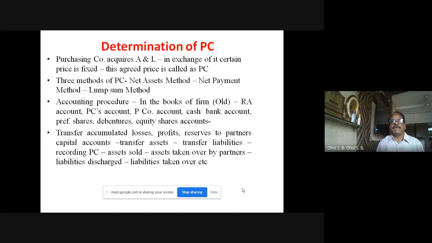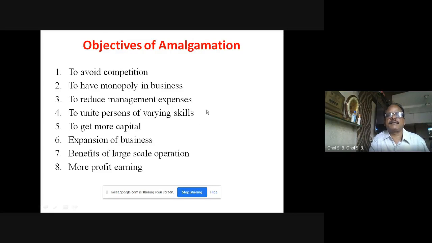So very similar accounting treatments and procedures are there; only the name is changed. Instead of amalgamation of partnership firm, here the name becomes conversion of partnership firm into a limited company. The other procedures are again similar. So again I will come back.